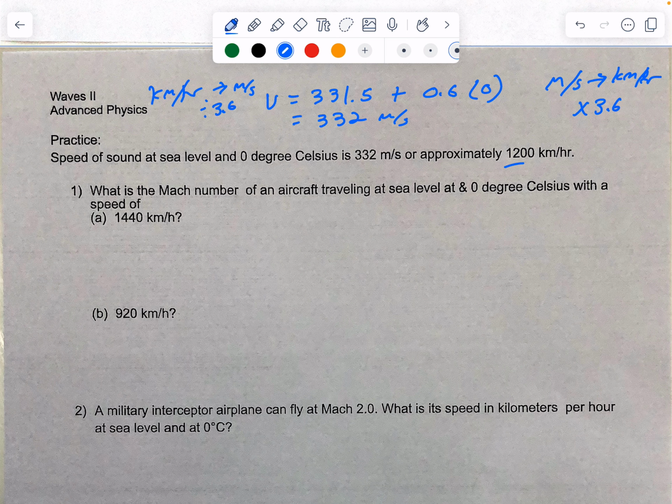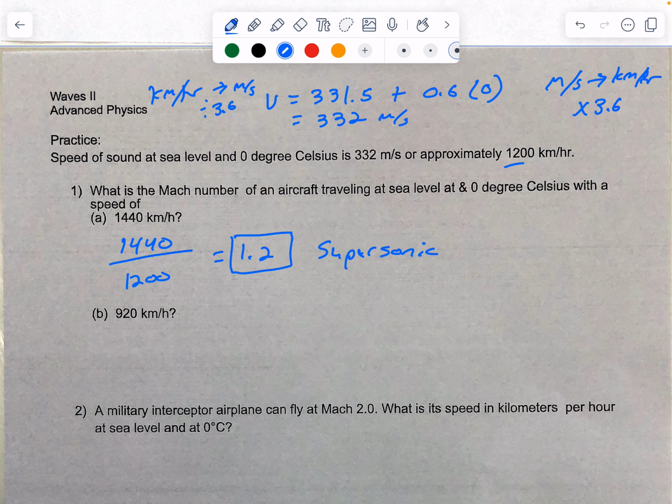So number one was the Mach number of an aircraft traveling at sea level and 0 degrees Celsius with a speed of 1,440 kilometers per hour. All you've got to do is take 1,440 and divide that by your 1,200. Put that in the calculator, and you should get a value of 1.2. So that is your answer right there. There's no units for it. That just means you're going 1.2 times the speed of sound. And this would be considered supersonic. Anything above Mach 1 is supersonic. Anything below would be subsonic.